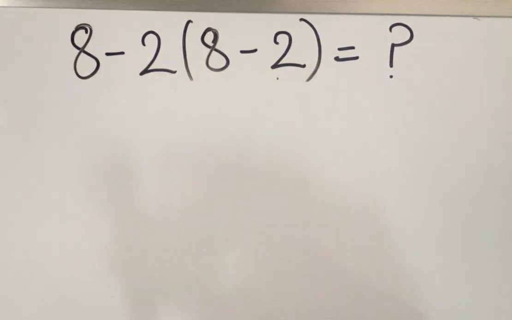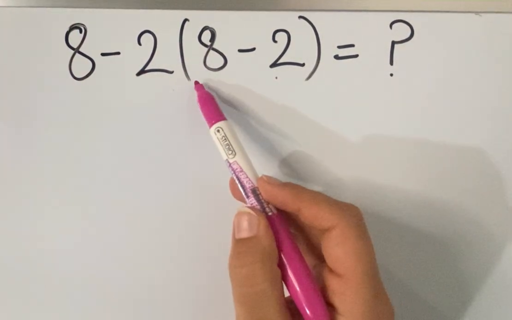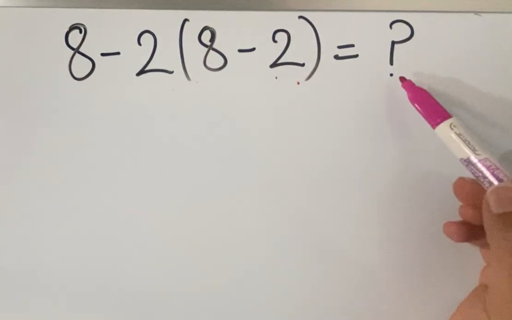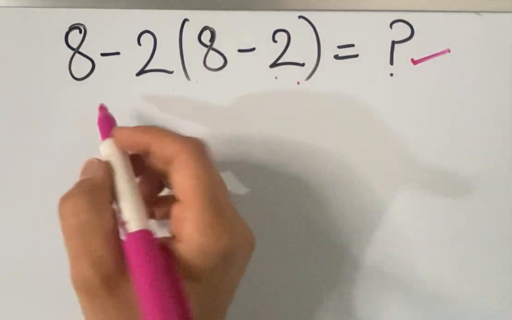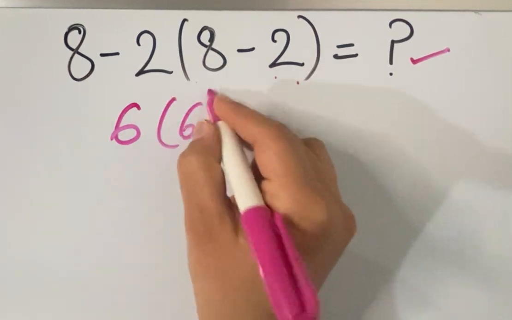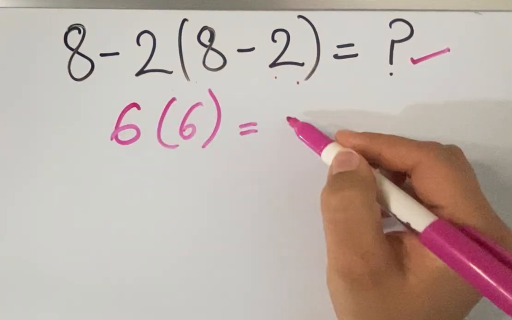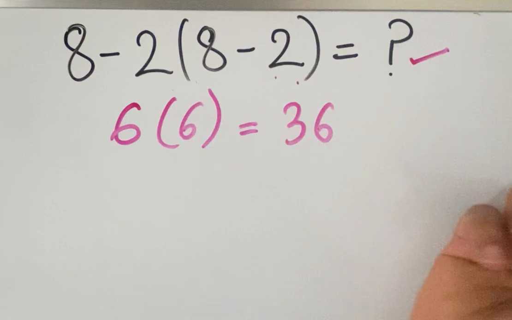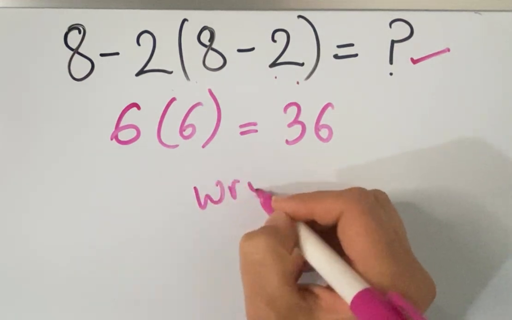8 minus 2 multiply 8 minus 2. Let's solve this problem. 8 minus 2 is 6. 8 minus 2 is 6. And 6 times 6 is 36. But this is the wrong way.